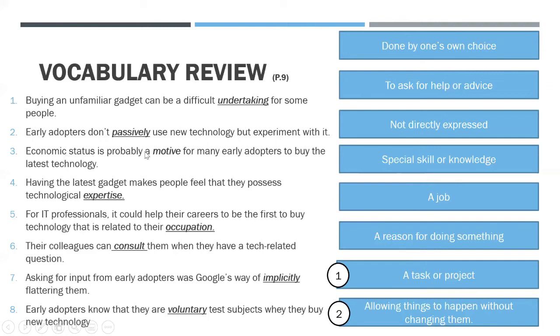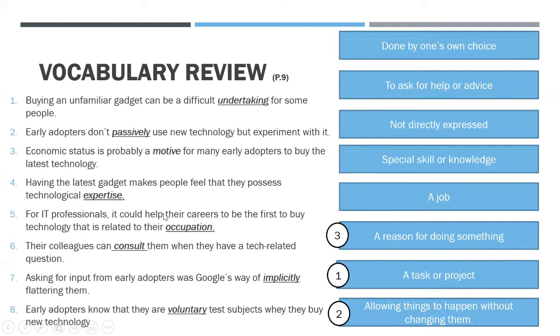Economic status is probably a motive for many early adopters to buy the latest technology. Key term motive. I don't know why I forgot to underline it, but anyways, the key word is motive. Motive means when someone has a motive, a reason for doing something. A reason for doing something. Number 4, having the latest gadget makes people feel that they possess technological expertise.